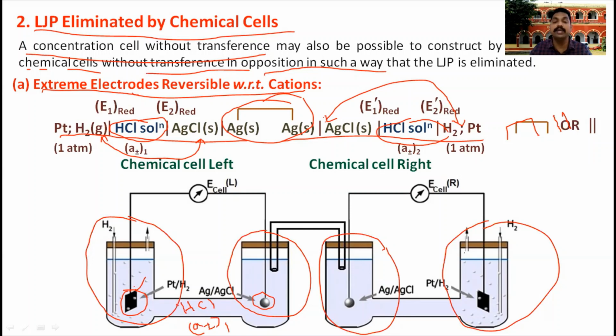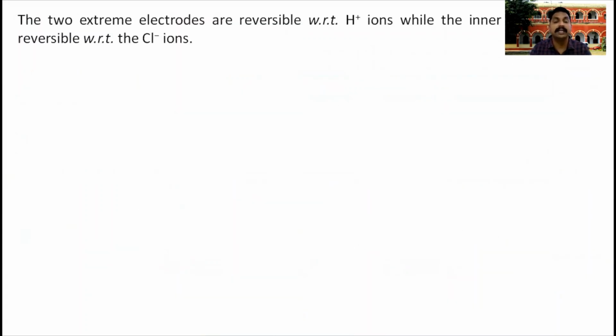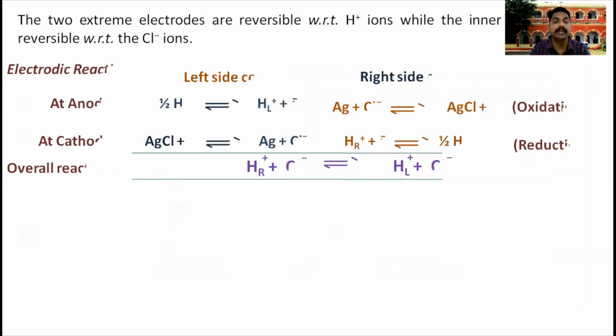And these two chemical cells are connected by salt bridge. ये दोनों केमिकल सेल्स को एक साल्ट ब्रिज से कनेक्ट किया गया है. And as there is difference in concentration of HCl solution, so the overall cell is a concentration cell. Thus, in first step, we have seen the cell notation. In second step, what do we see? Electrodic reactions. In second step, we see electrodic reactions.